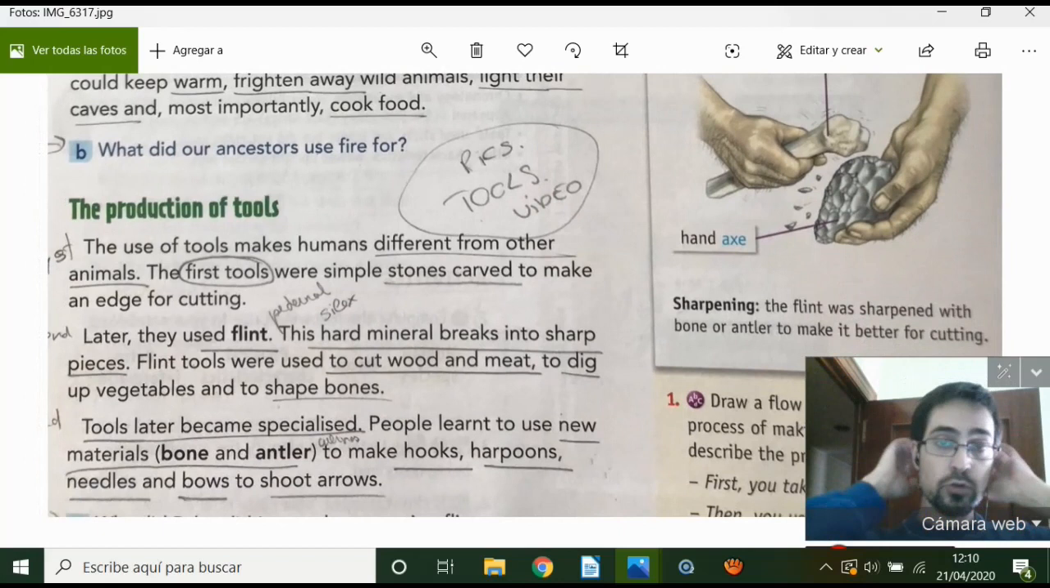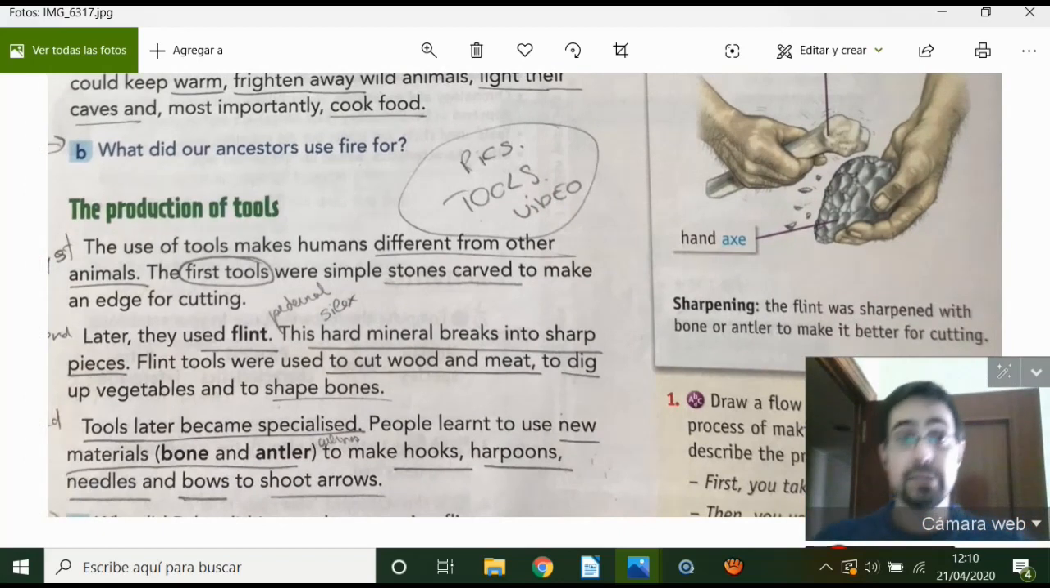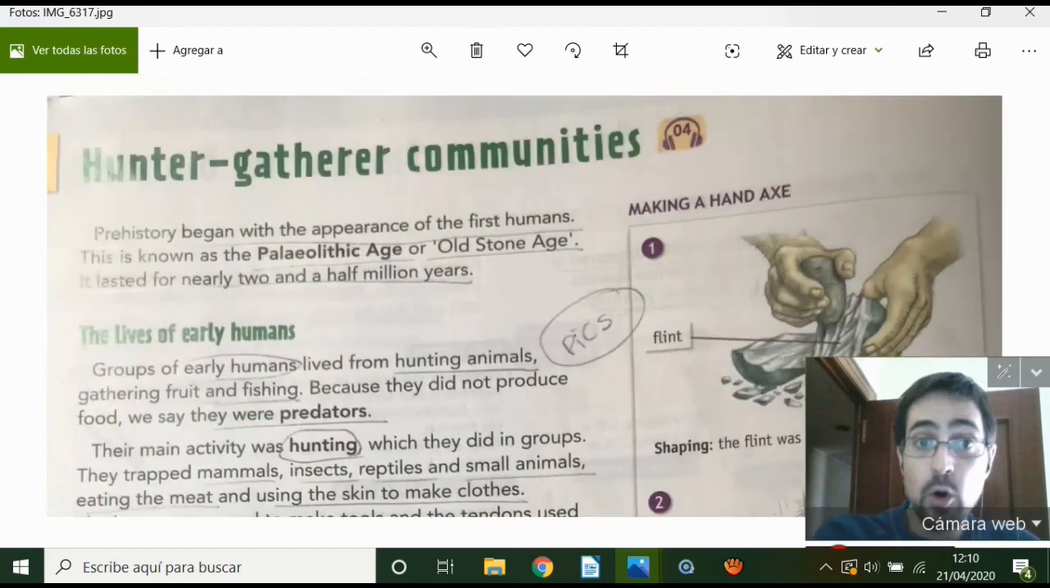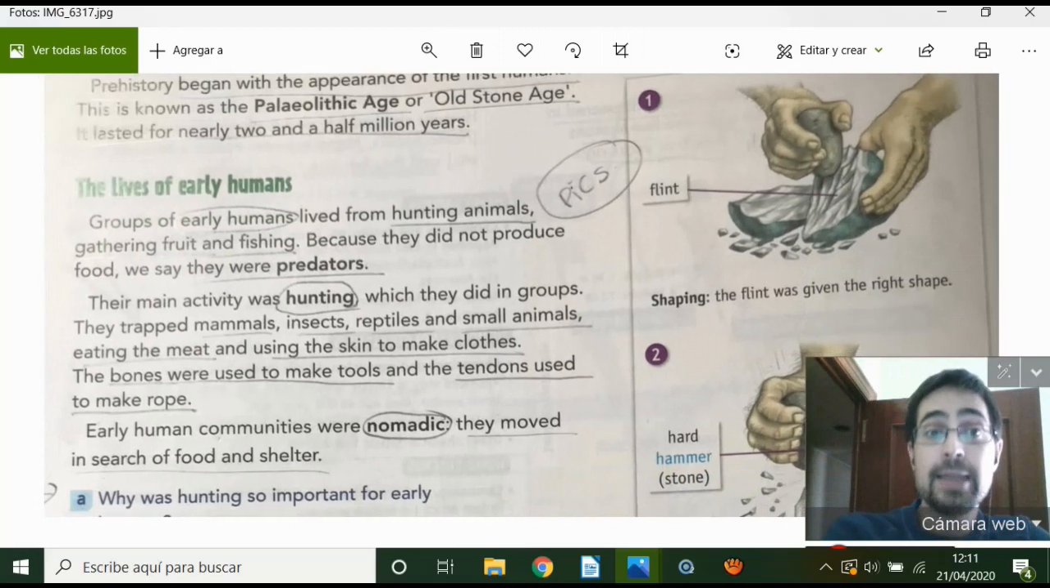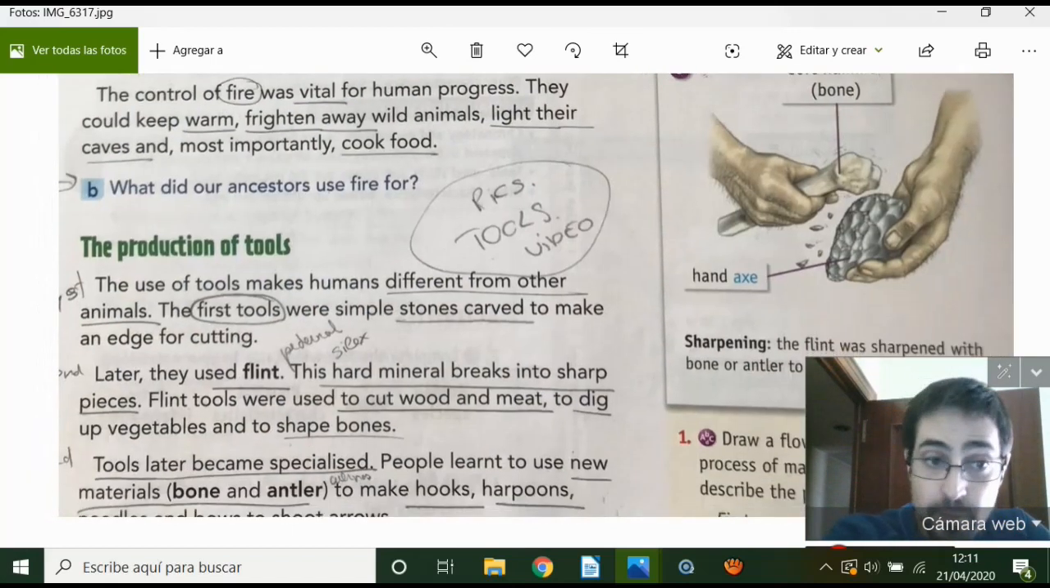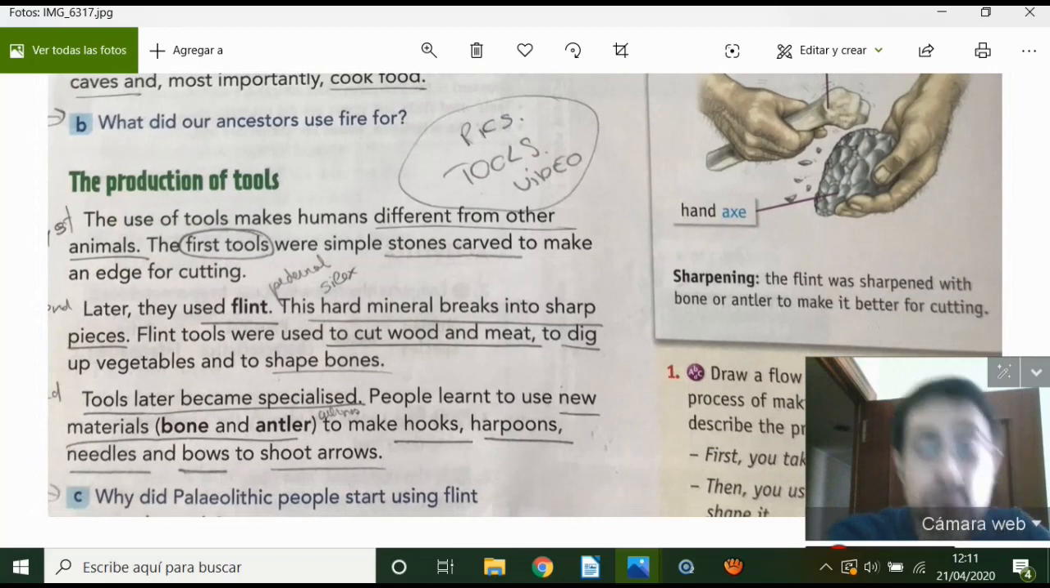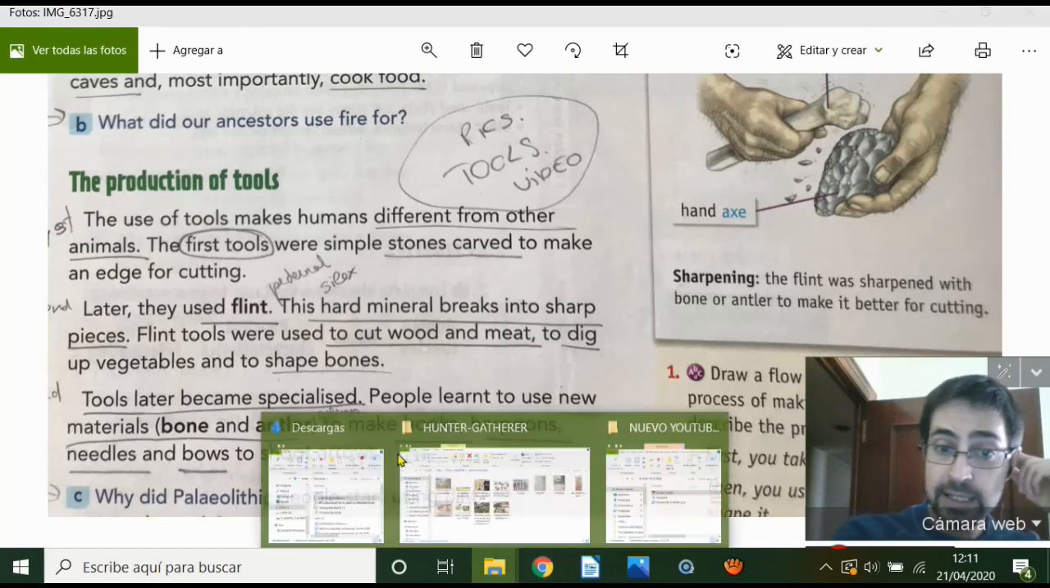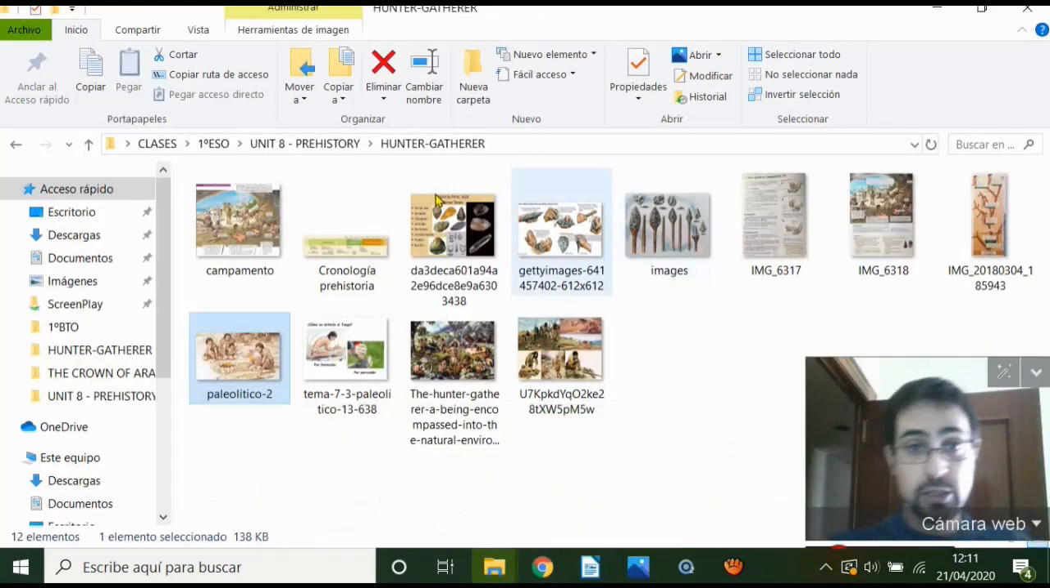I'm going to upload a very interesting video that explains how they produce tools with stones. Remember, the Paleolithic means the old stones. So they produce their own tools from here, first tools produced from stones. The most important stone that they used always was flint, that is el pedernal, or silex. I have here examples of some of the stone that they used to produce.